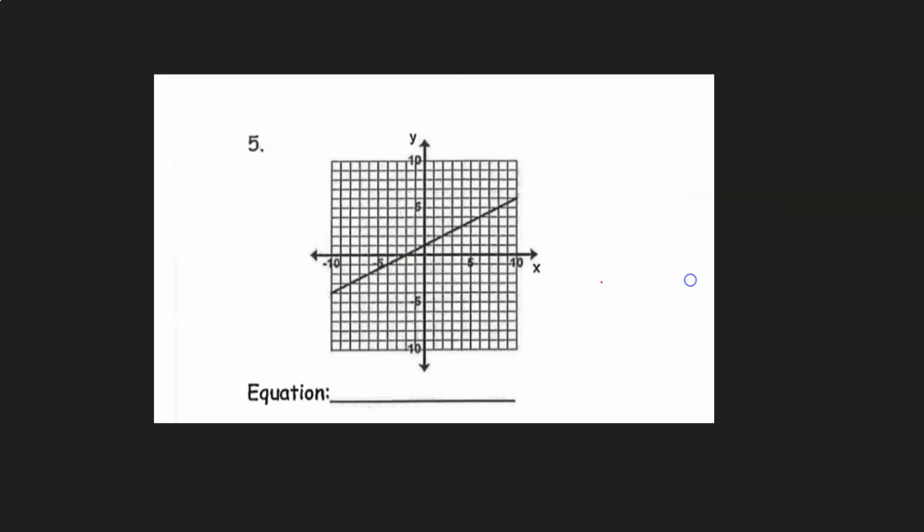All right, moving right along. Again, we need an m and a b. So our slope is up 1 over 2. So that's a half. And our y-intercept is right there, which is 1. So we have y equals 1/2 x plus 1.